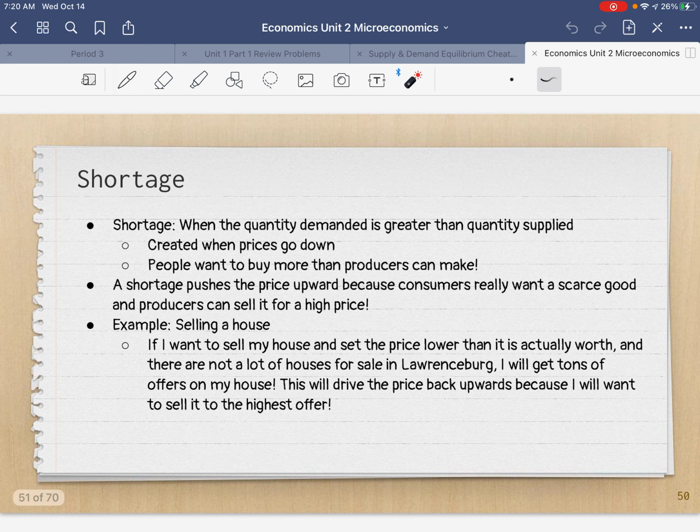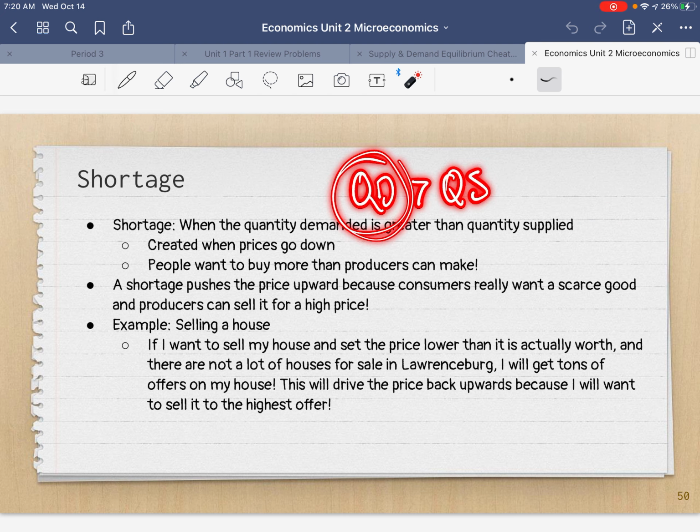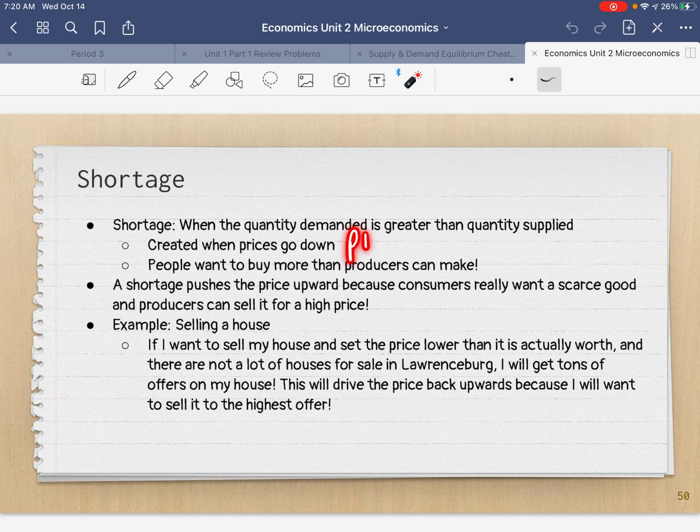So a shortage is when the quantity demanded is greater than the quantity supplied. And that's this point right here. Basically, it means QD is greater than QS. We want more than they are providing, okay? There's a shortage. Sorry, there's the bell. Often, when prices go down, people want it, right? Because we want to buy more and more and more if it's cheap. We want to get as much as possible for as little money as possible. So we want to buy more than producers can make.